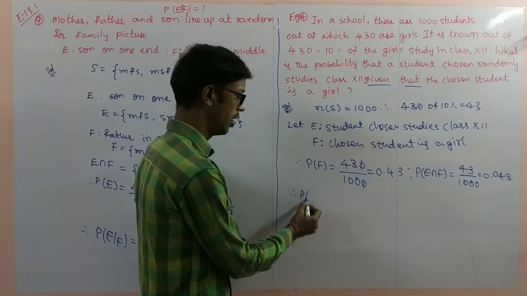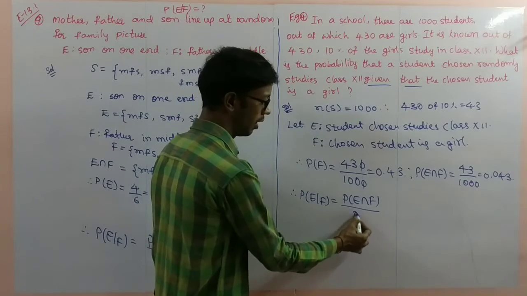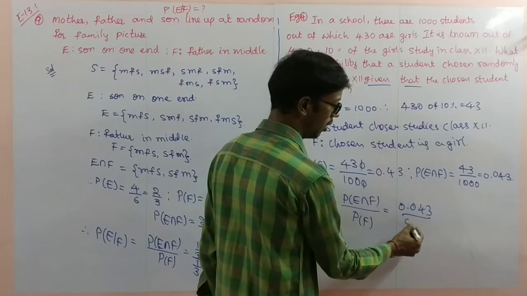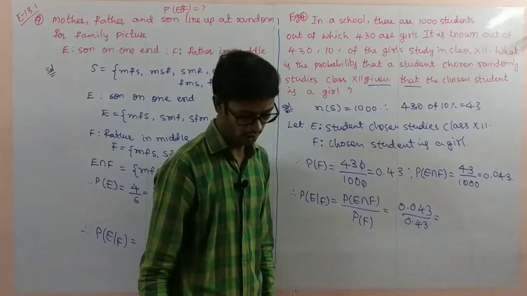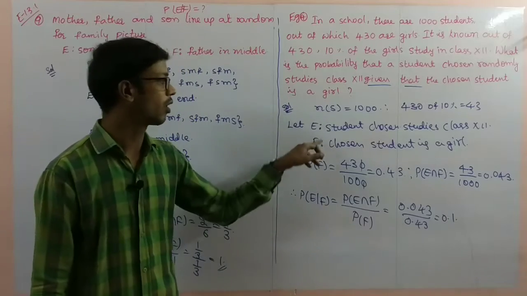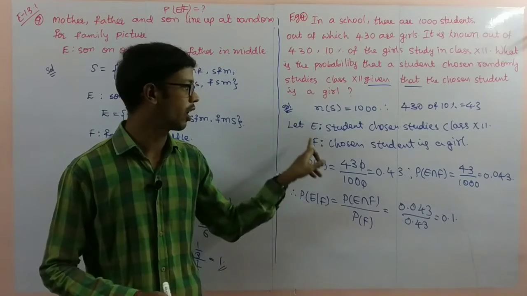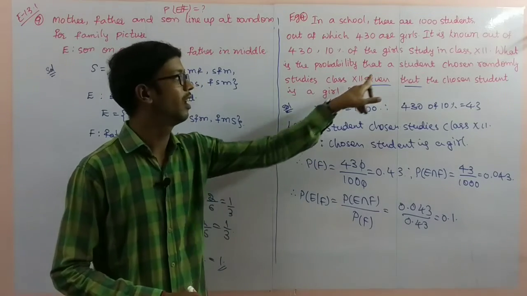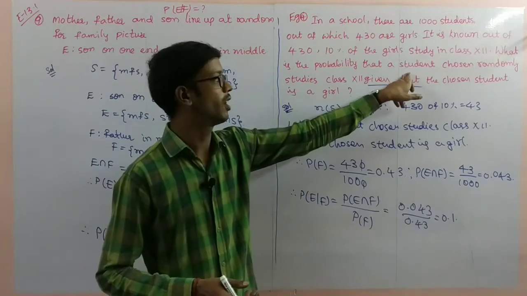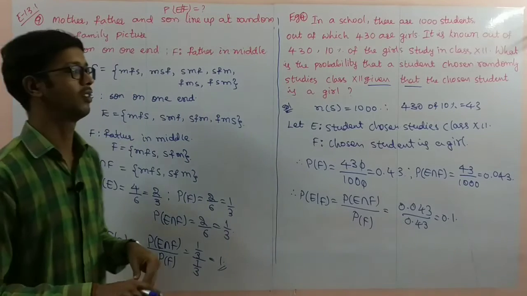Next, we need probability of E by F, which is equal to P of E intersection F by P of F. That is equal to 0.043 by 0.43. If we simplify, 0.1 is the answer. Here there is no need to write the probability of E, because we don't know the probability of E. Here E is an event and F is an event. To find E given F, you have to write P of F as the denominator. So the answer is 0.1. Pause the video to note it down.